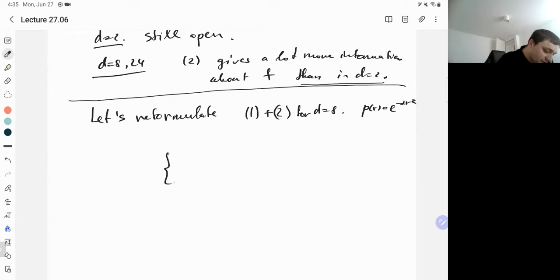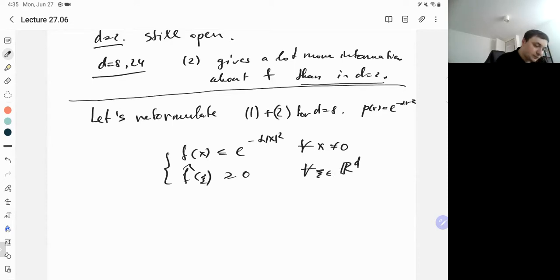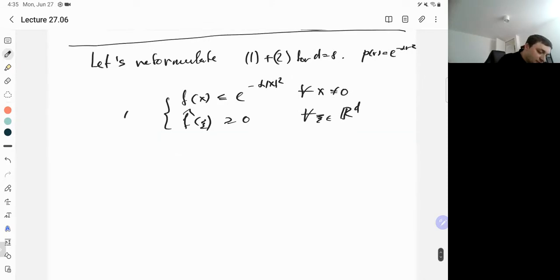So we want functions that are majorized by Gaussians, which are positive definite, well, for all xi. And so this is condition 1, and condition 2 is, so let's play a little bit dirty.